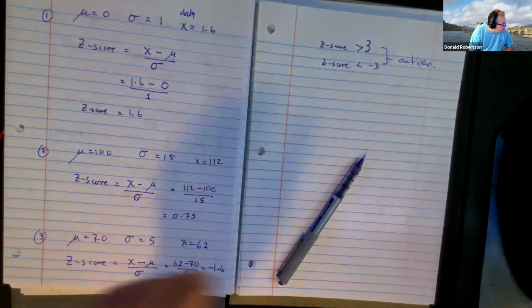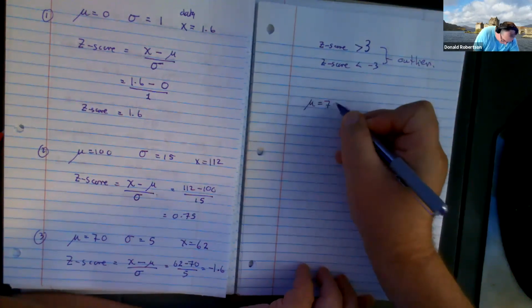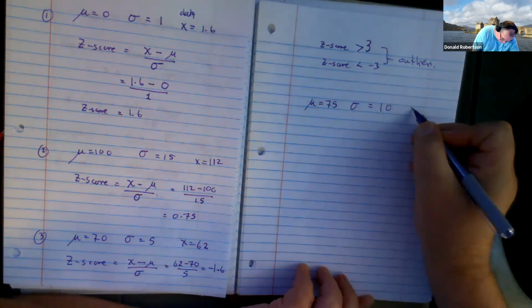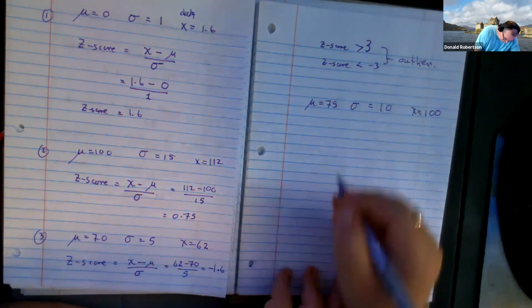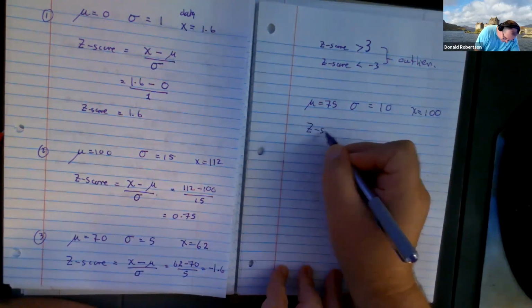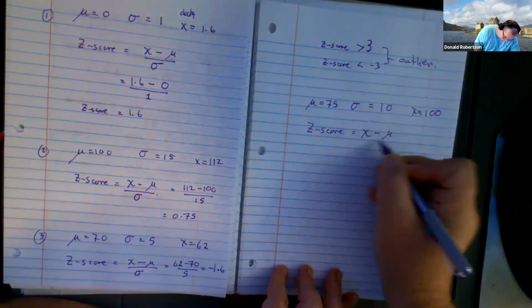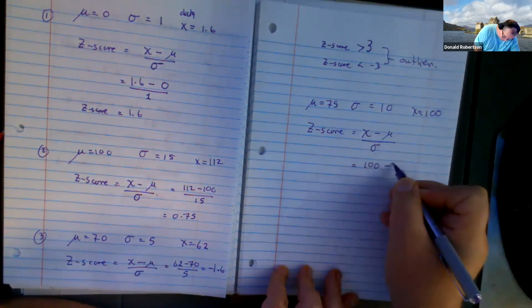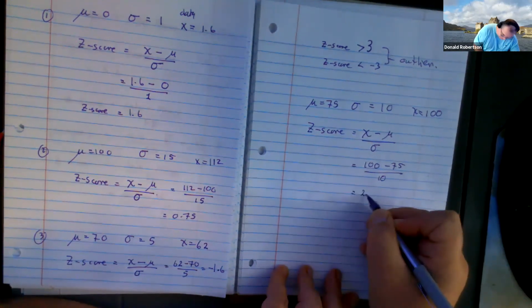Just do a couple more, call it good. The mean is 75, the standard deviation is 10, and the data is 100. Then the z-score, data, take away the mean over standard deviation, 100, take away 75 over 10, that ends up being 2.5.